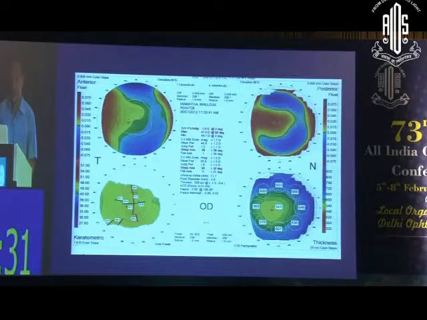It's normal, right? Now what is this? Anterior lenticonus. Now what are the conditions that anterior lenticonus is associated with? Alports. Everyone knows this. Tell me the other two.